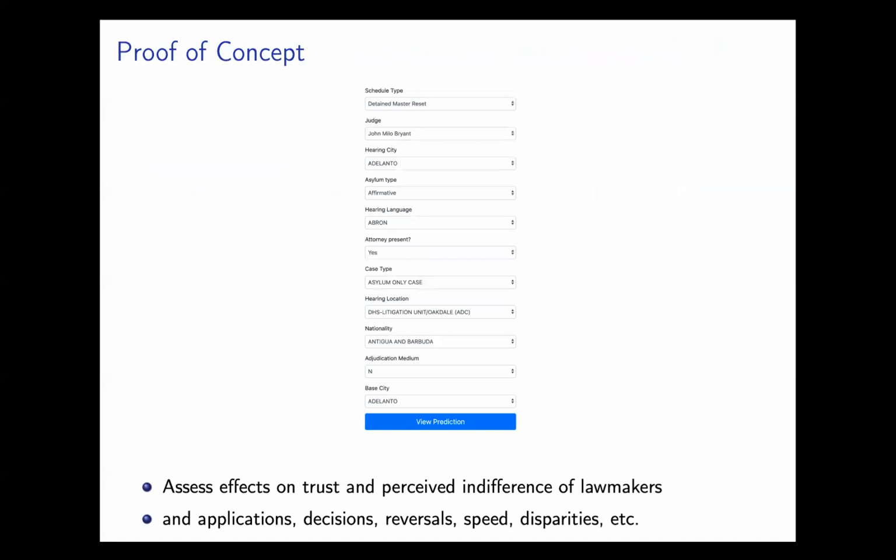So here's a proof of concept. We can see a drop-down menu. You can select the asylum judge and get a prediction of the decision that you can then potentially impact evaluate its effects on trust, perceived indifference of lawmakers, as well as applications, decisions, reversals, speed, and disparities.